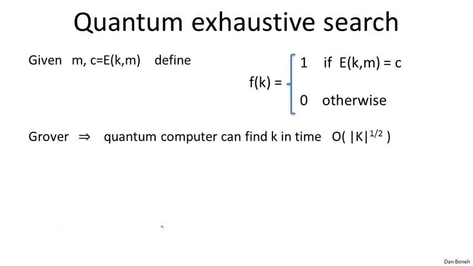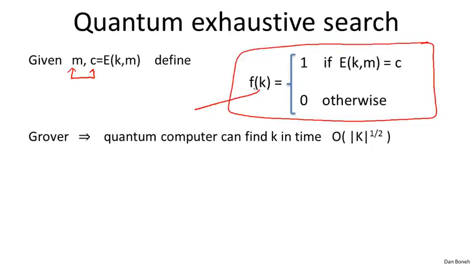All right, so what does this have to do with block ciphers? Well, suppose I give you a message and a ciphertext pair, just one or just a few. We can define a function as follows. It's a function on K, a function on the key space. The function will output 1 if it so happens that the encryption of M with K maps to C, and it will output 0 otherwise.